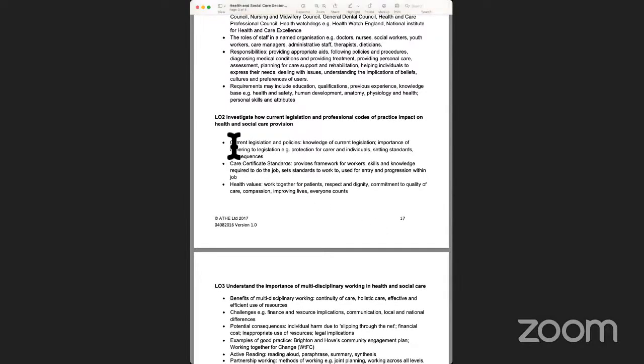We are looking briefly, through a presentation, at the current legislations, which are acts or laws created in Parliament and then implemented within the Department of Health by various agencies. We'll look at care certificate standards. We'll also look at how these services or best practices are incorporated into the delivery of services by practitioners within the health and social care sector.